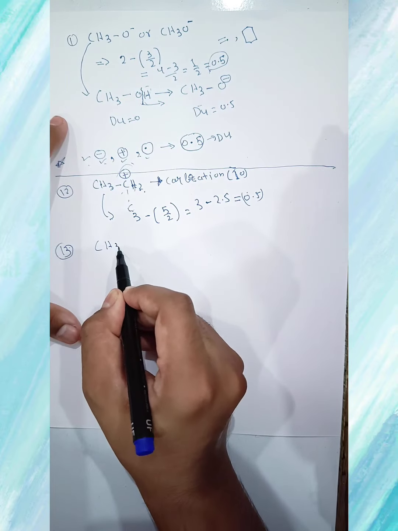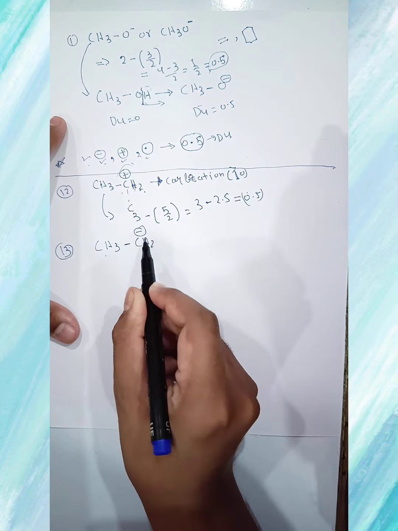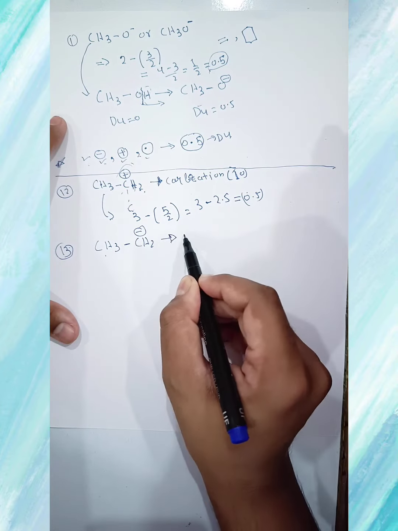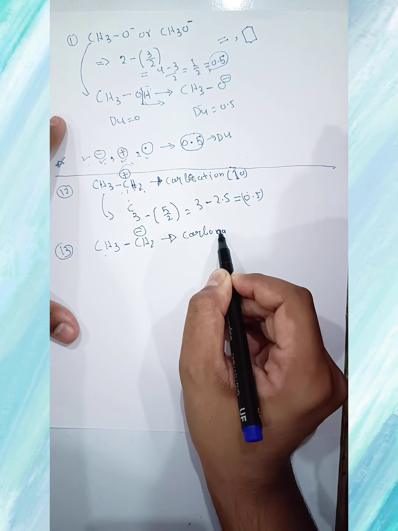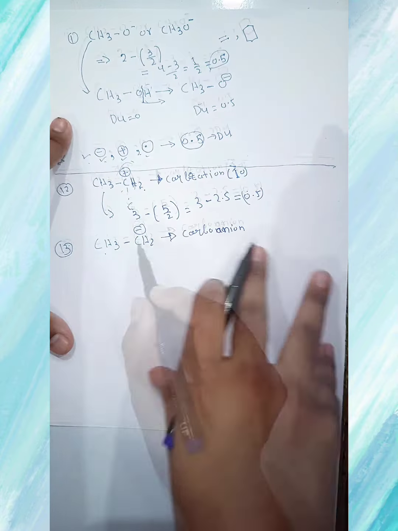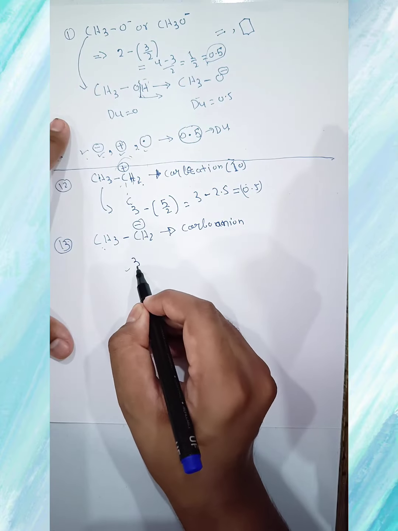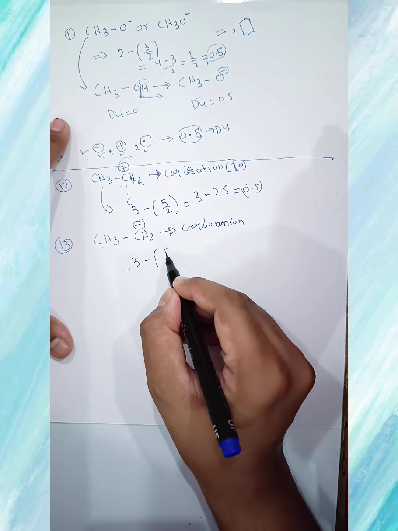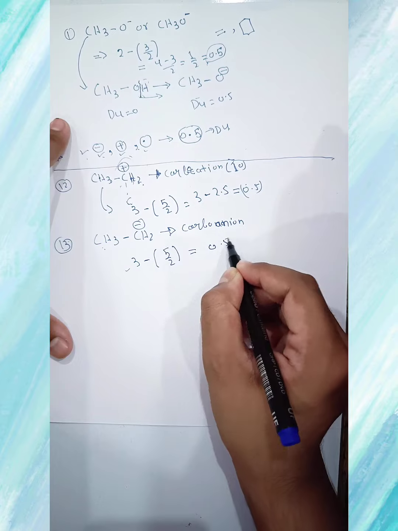Now this is a carbanion. Actually, when the carbon has a negative charge, this is called a carbanion. Let us first calculate its DU. It will be 3 minus the same, just like this. It will come out to be 0.5.